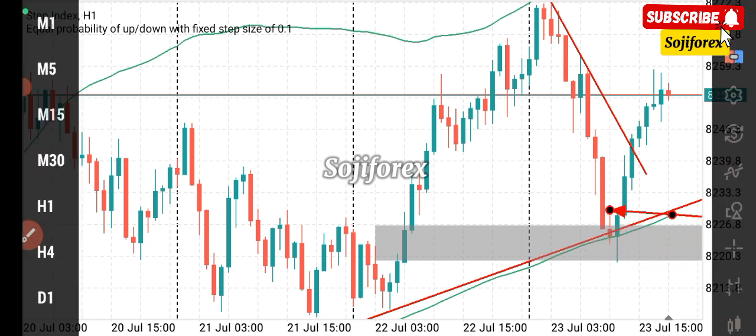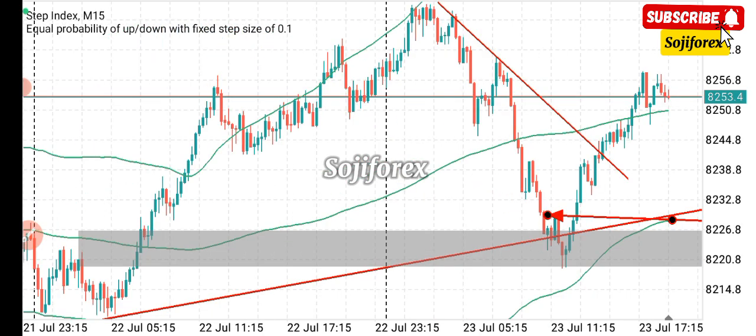Now let's go to our 15-minute time frame and see what is happening. Now look at it. On the 15-minute time frame, price is already below the middle Bollinger Band. Look at the middle Bollinger Band. Price is now below the moving Bollinger Band. So I am using this middle Bollinger Band in place of the 200 EMA.